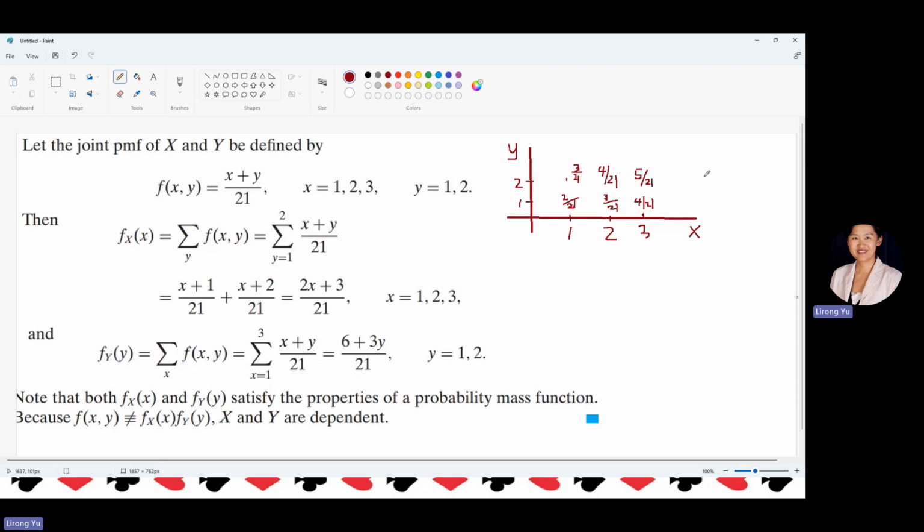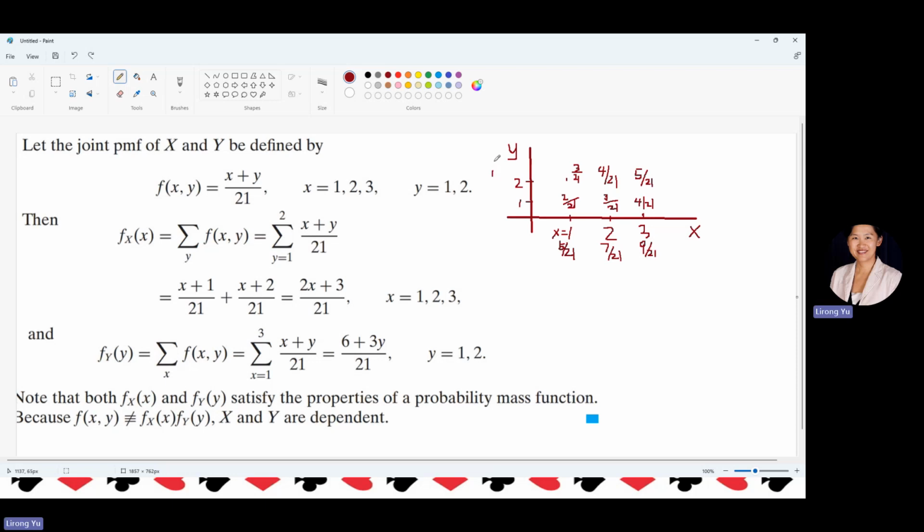If you want to figure out the marginal density, we're adding. This is for the probability x equal to 1. It has a probability of 2 plus 3 is 5, so it's 5 over 21. That is 7 over 21, and that's 9 over 21. So now we have the marginal probability of x.